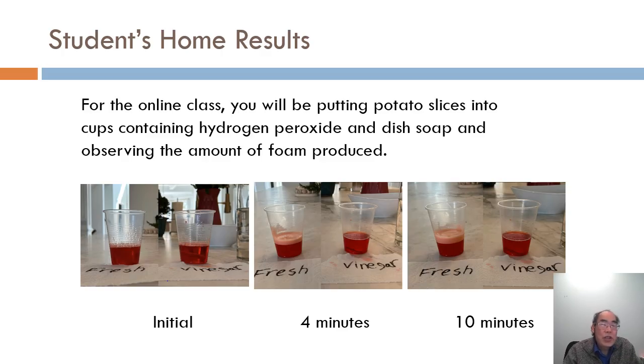Here is a picture from one of my students who did this experiment online. They took a piece of potato and a fresh piece and put it into a cup containing hydrogen peroxide, and a piece of potato that was soaking in vinegar. They put that into a cup of hydrogen peroxide, and over time, the fresh piece produced a lot of foam, whereas the vinegar piece did not produce any foam. So the vinegar denatured the catalase enzyme, preventing it from functioning.